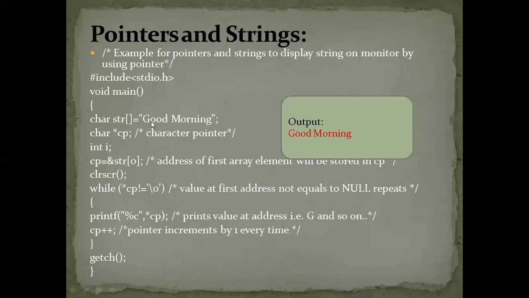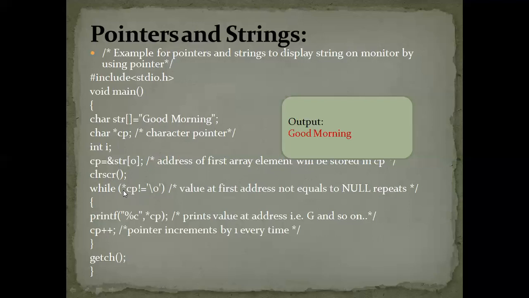This is 0, 1, 2, 3, 4, 5, like this. Okay, so ampersand str of 0 means first it will point to the G. Here I'm going to check that. This is the address of the first array element that can be stored in CP. CP is a pointer variable.